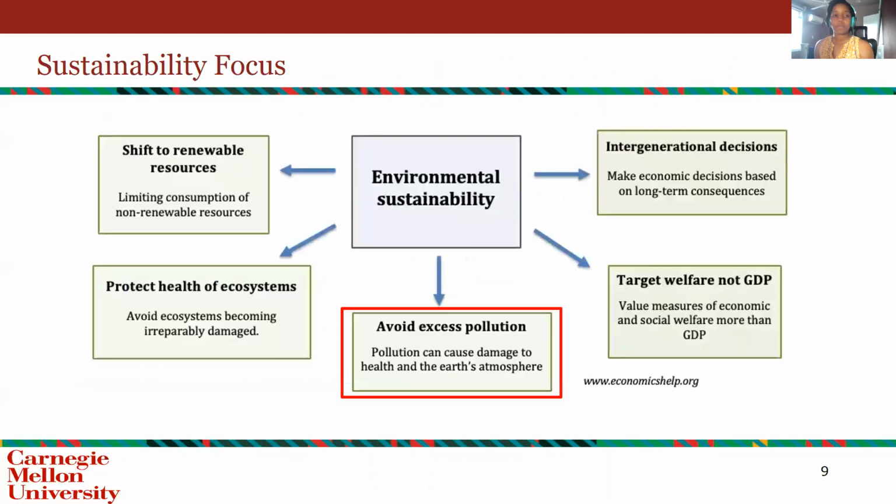When we are thinking about environmental sustainability of our electrical systems, there are many different facets. So we have a shift to renewable resources, which is limiting the consumption of fossil fuels or non-renewable sources, protecting health of the ecosystems, targeting welfare, not GDP. So thinking about different measures for economic and social welfare, and then also intergenerational decisions, such as making economic decisions based on long-term consequences. And last, but certainly not least, that red box is avoiding excess air pollution because of the health and atmosphere damages that we see linked to this type of pollution. And that's where we're really starting our focus.